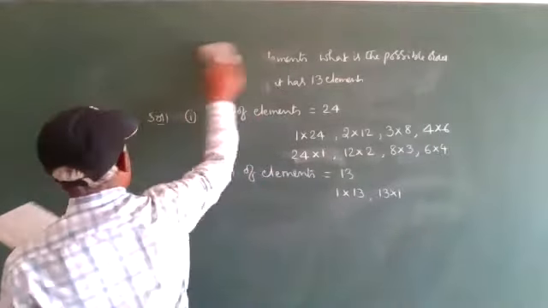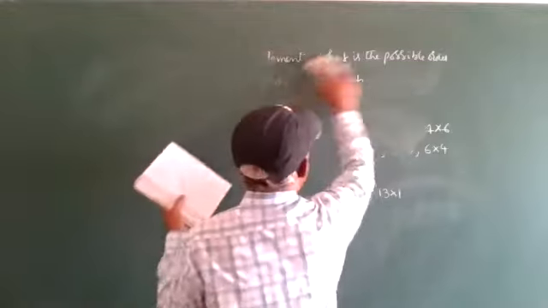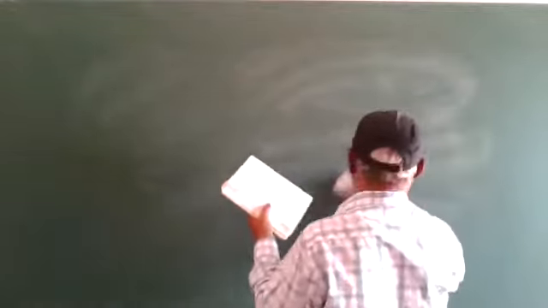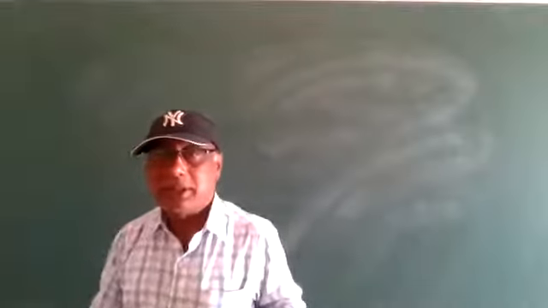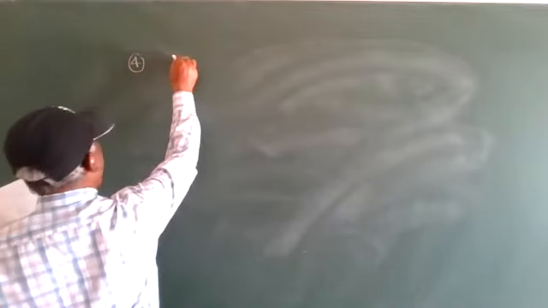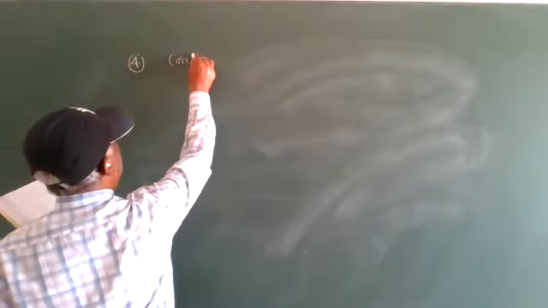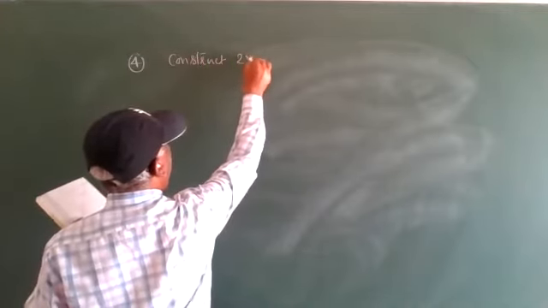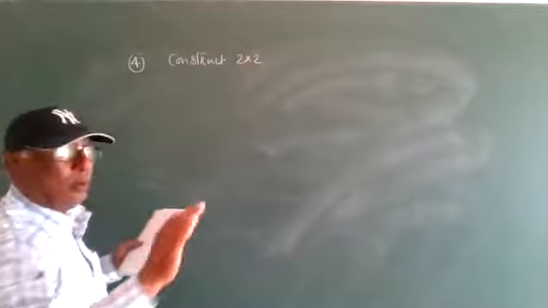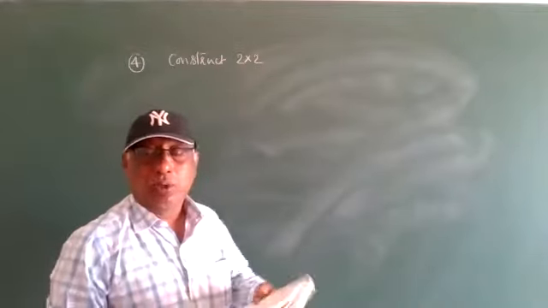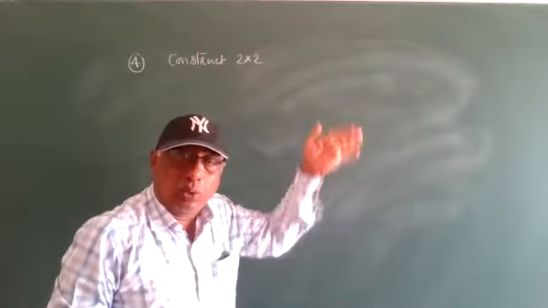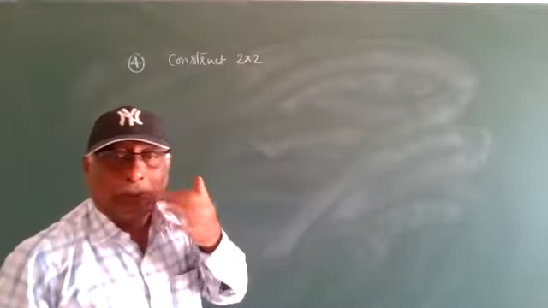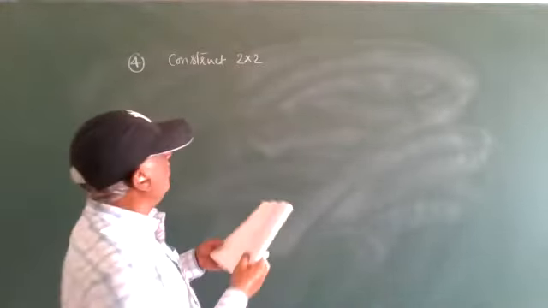Fourth problem, same. Everyone see the fourth problem. Fourth problem is to construct a 2 by 2 matrix. 2 by 2 means 2 rows and 2 columns: 2 horizontal number lines, 2 vertical number lines, 2 rows and 2 columns.